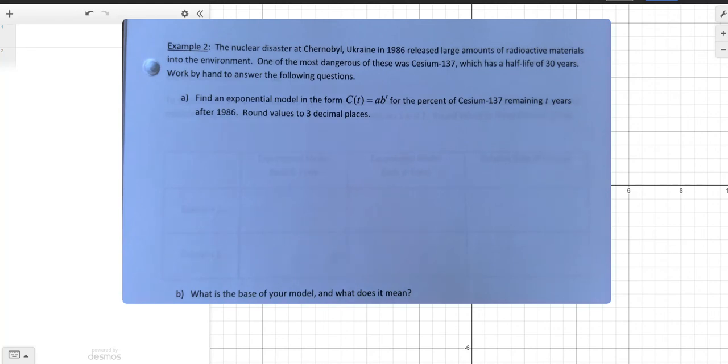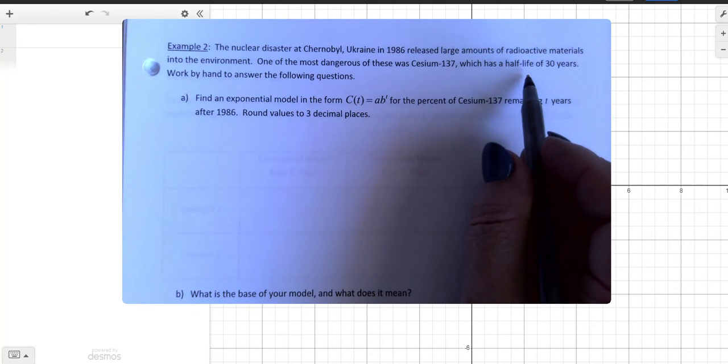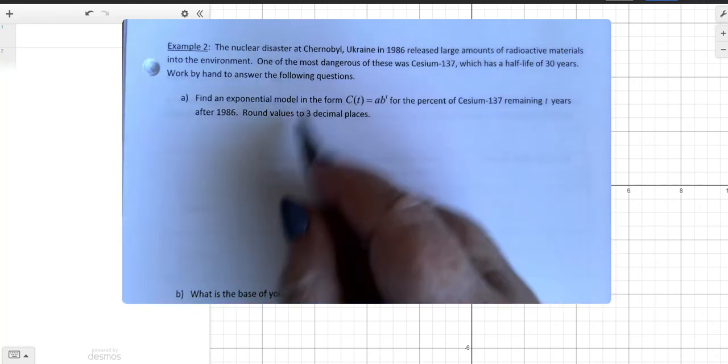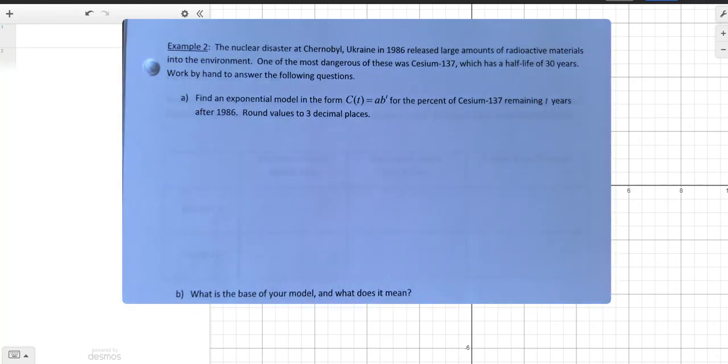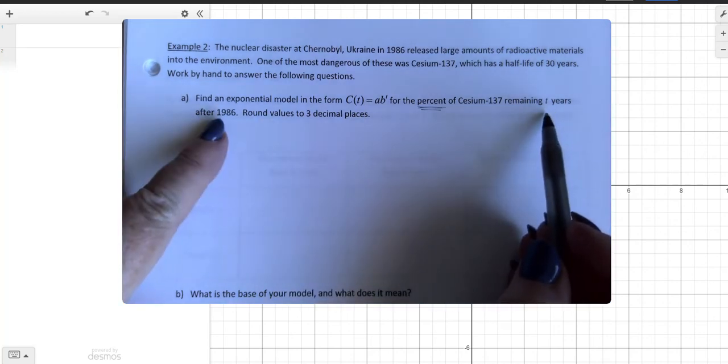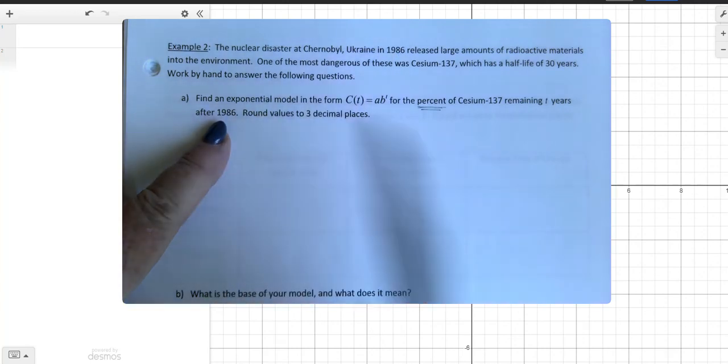One of the most dangerous was cesium-137, which has a half-life of 30 years. So we're supposed to work by hand, first of all, to come up with our exponential model, C of t equals AB to the t. And the model is for the percent of cesium-137 that remains t years after the nuclear meltdown in 1986.